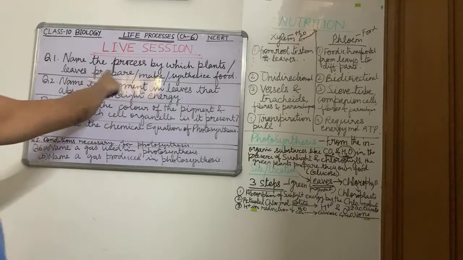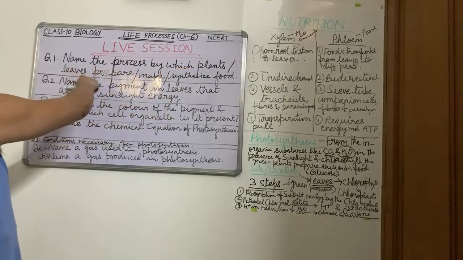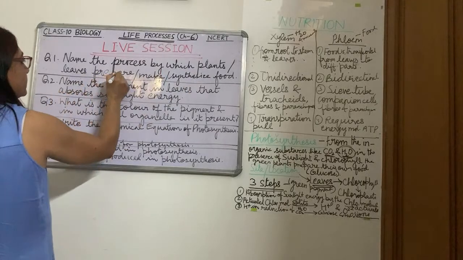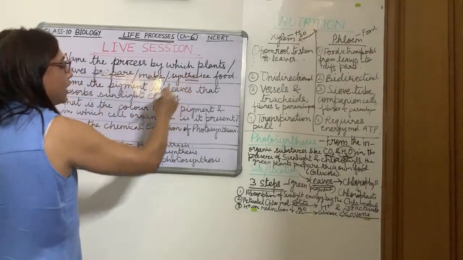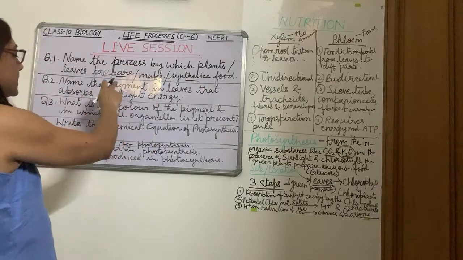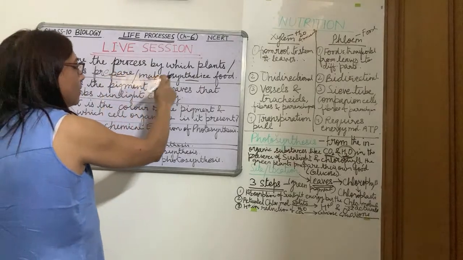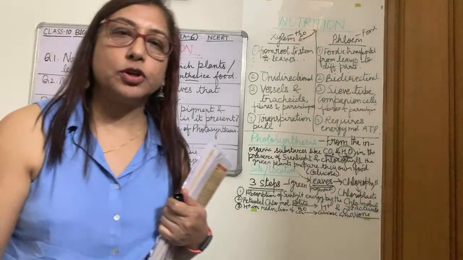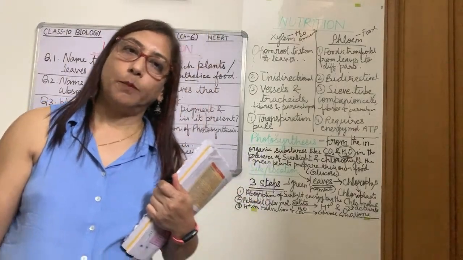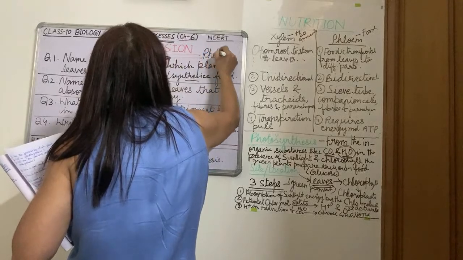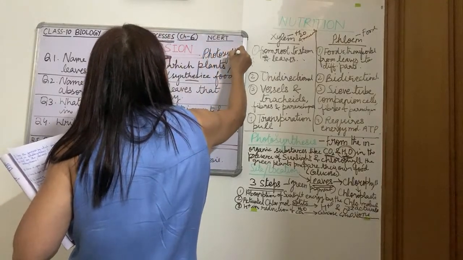The first question is, name the process by which plants prepare or make or synthesize food. These synonyms I have added on my own so that you don't get confused if any of these terms is used in the question. They all mean the same. Whether you write prepare, make or synthesize, they all mean the same. So name the process by which plants prepare their own food. That process is called, I hope you all know by now, photosynthesis.